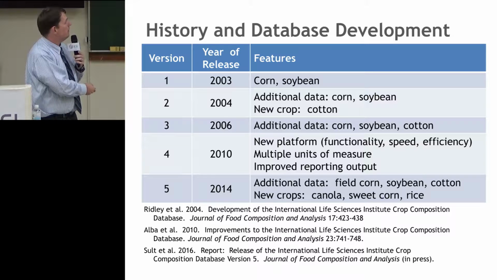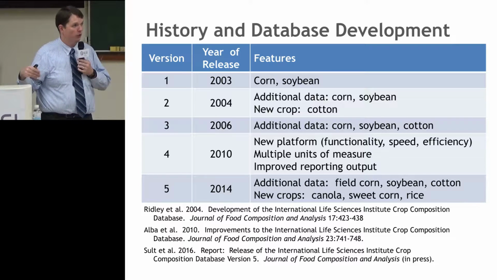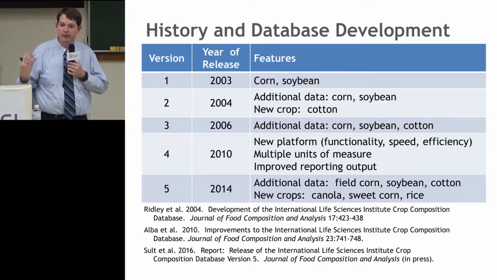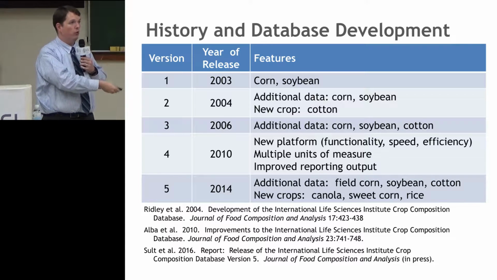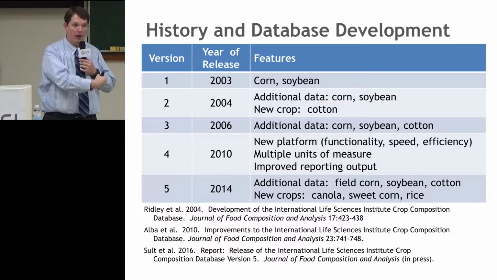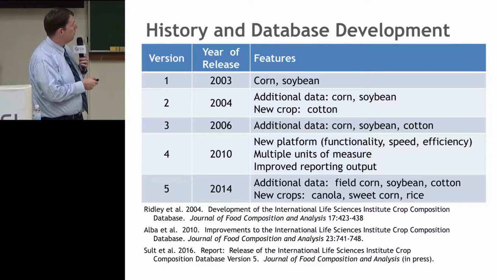So when IFBIC started the database, it originally had 2 crops in it, corn and soybeans. It's not an accident that those are the largest biotech crops. But over time, we've been progressively adding more. Every time we issue a new version of the database, we add data for the crops that are already in there, but frequently we add additional crops. So cotton was added in 2004.